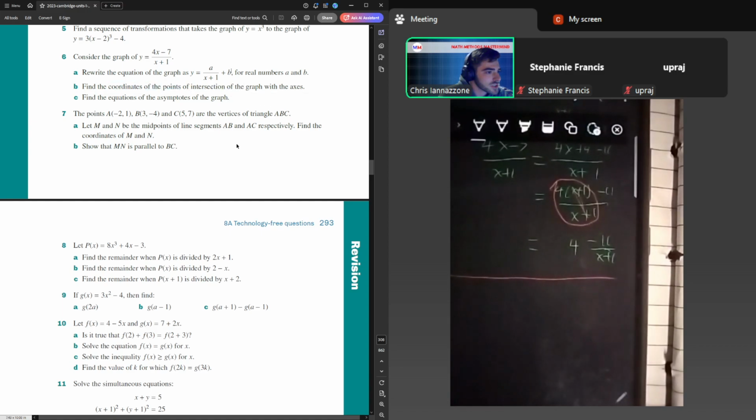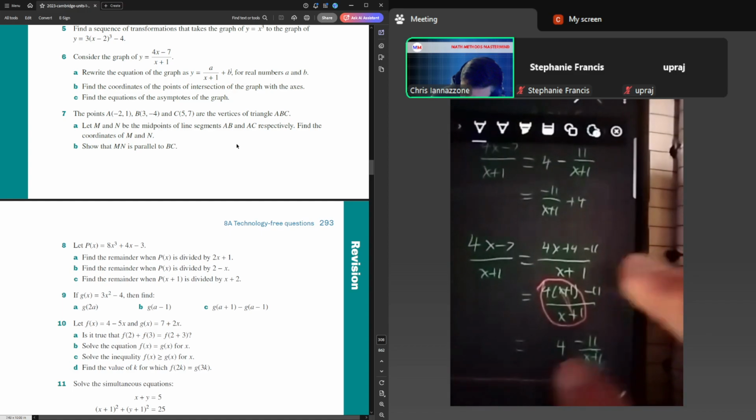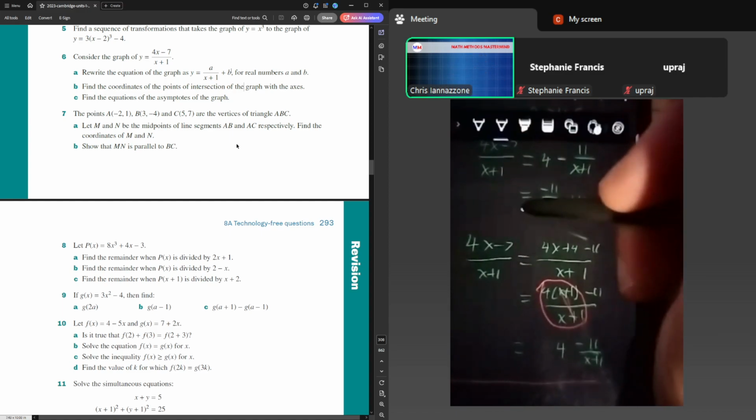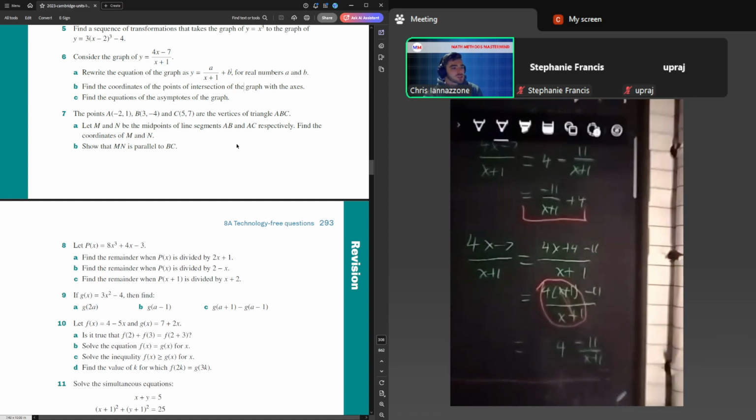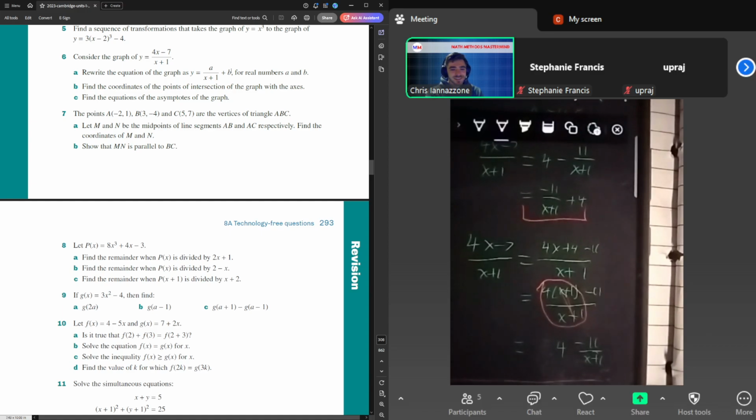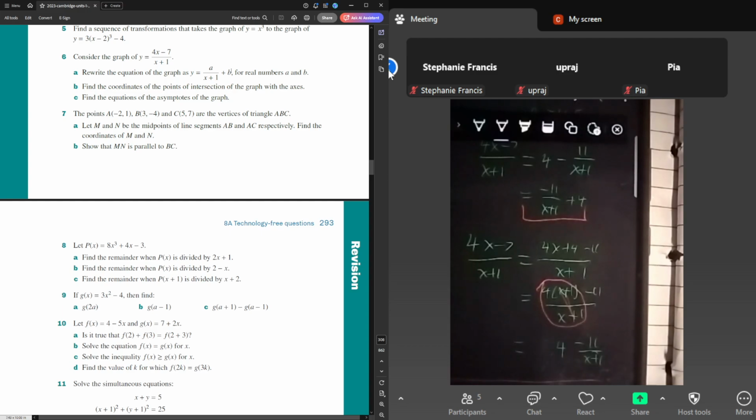Next up from there, find coordinates of intersection with the axes. Okay, so we have our function, this one here. Find the coordinates of the points of intersection. Geez, that's a really weird way of wording that. Coordinates of the points of intersection of the graph with the axes. In plain English, does anyone know what that's actually asking us to do? Someone can do a better job of writing this question than the question writer. What are we being asked to do there?